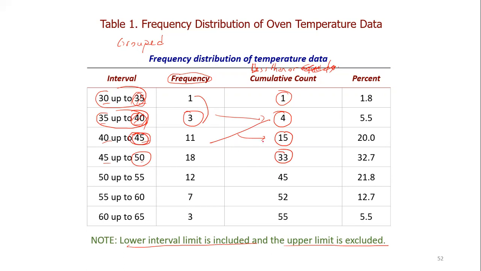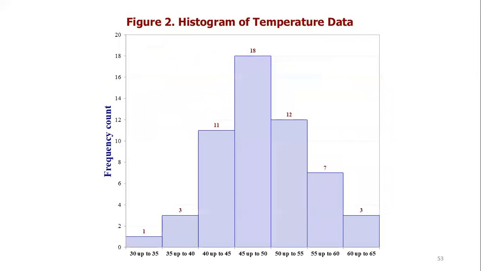Okay? And what else? So you have 45 items which are less than 55. Okay? And these are the percents. This is 1 divided by what? You have 55 items here. So this is 1 divided by 55. That's equal to 1.8%. So that is 1.8% of the data is between 30 and 35. That's what we have. And this is a histogram.